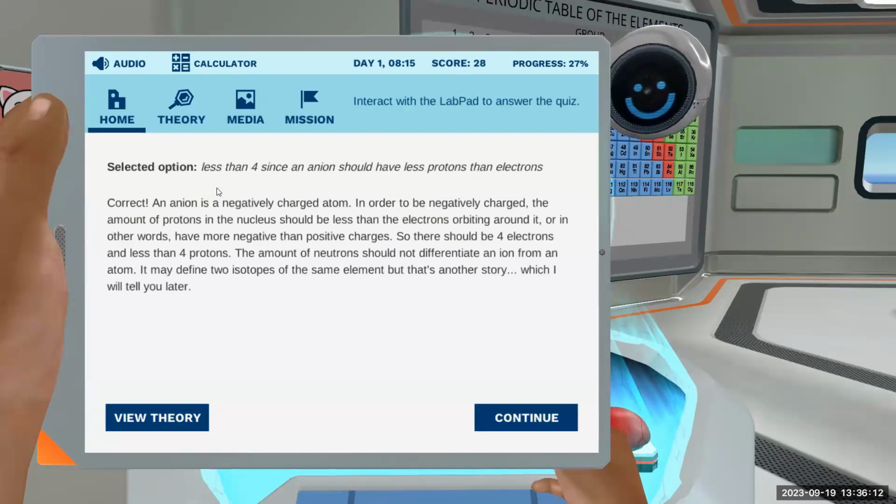Correct. An anion is a negatively charged atom. In order to be negatively charged, the amount of protons in the nucleus should be less than the electrons orbiting around it, or in other words, have more negative than positive charges. So there should be 4 electrons and less than 4 protons. The amount of neutrons should not differentiate an ion from an atom. It may define 2 isotopes of the same element, but that's another story, which I will tell you later.